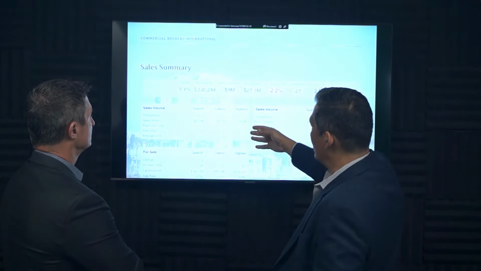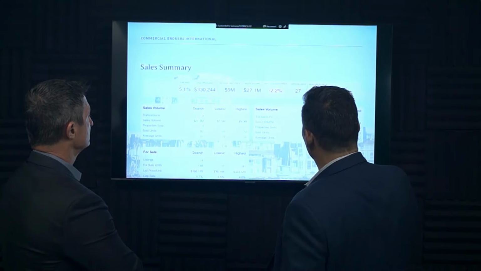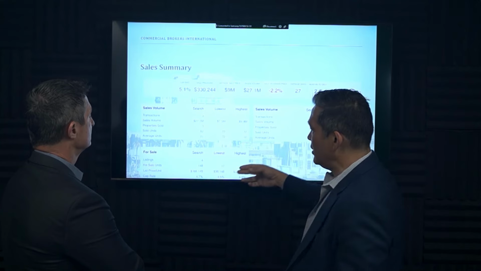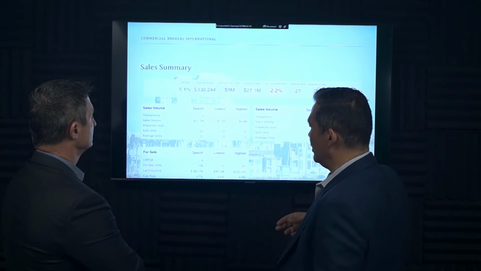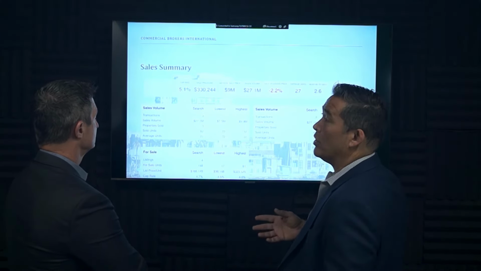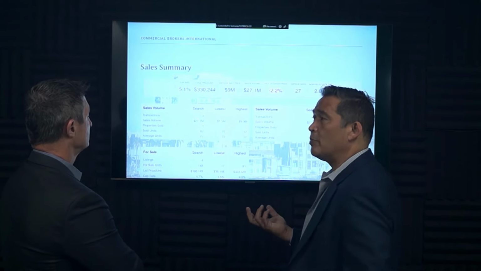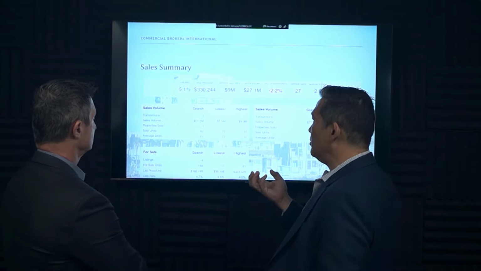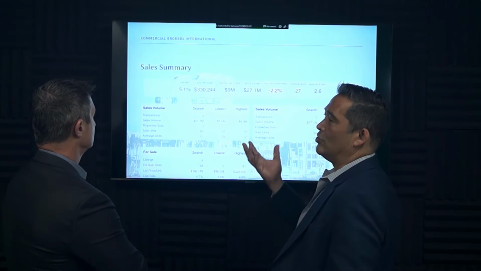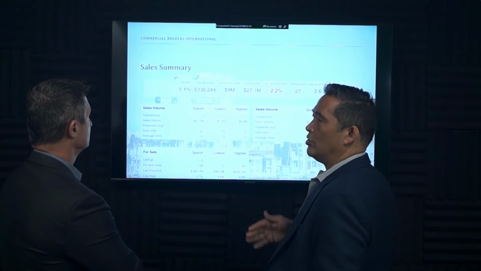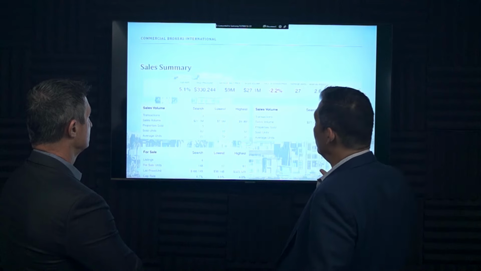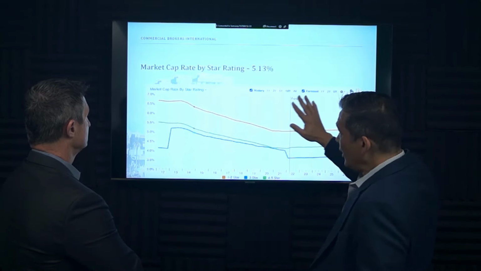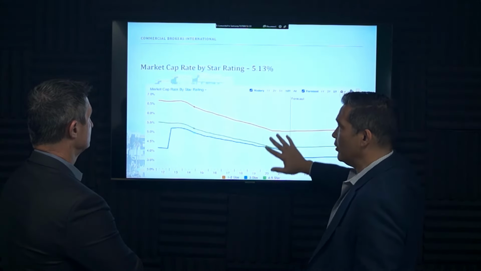So you had 3 transactions from 7.5 to 9.9 million. We have 4 for sale listings in there with an average cap rate now of 4.7, which is what you're going to expect to see. You're going to see for sale prices with maybe a little bit lower cap rate than what they actually sell for, because there's usually a negotiation in the price.